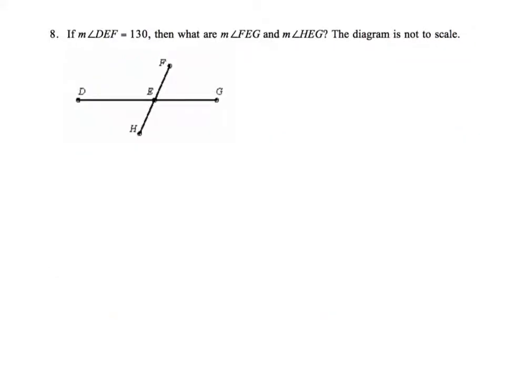Number 8 says, if the measure of DEF is 130, then what are the measures of FEG? So this guy here, let's call it X for now. And what's the measure of HEG? Now, I'm going to start off with HEG first, because I think that one's the easier one. I'm looking at my green angle. I'm looking at my blue angle. These two, they make a V. The V's are kissing right here. So they're either kissing V's or vertical angles.